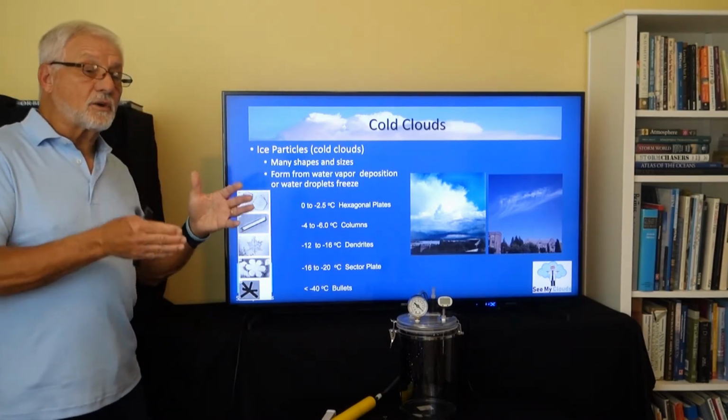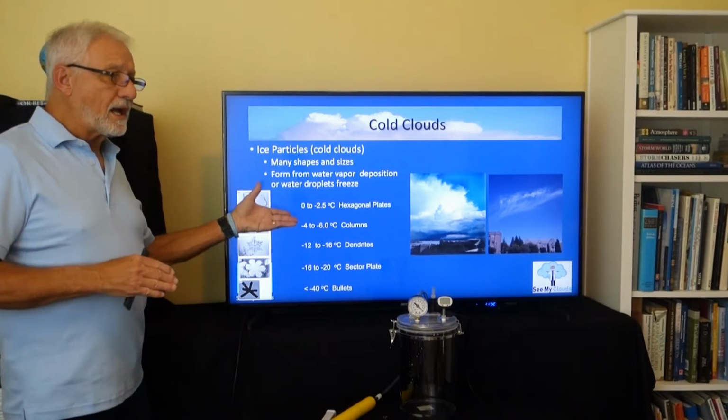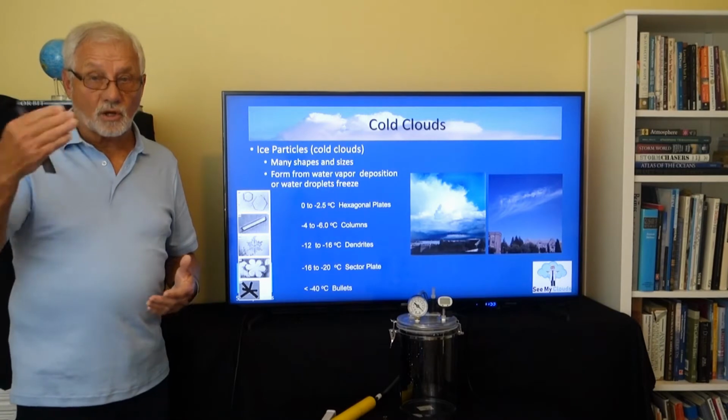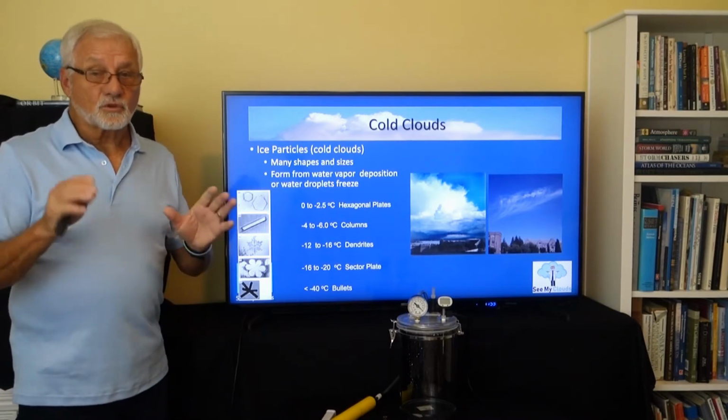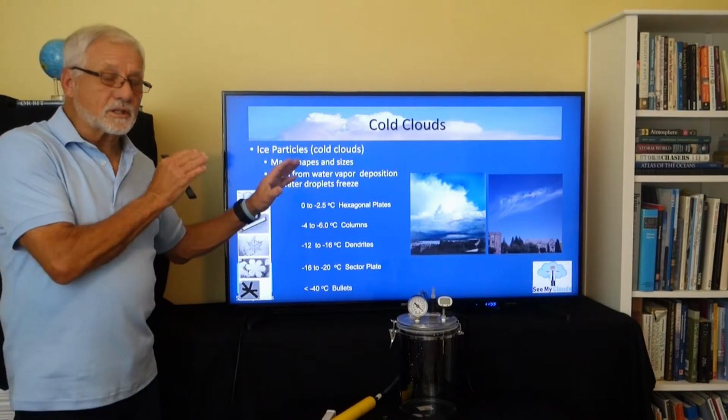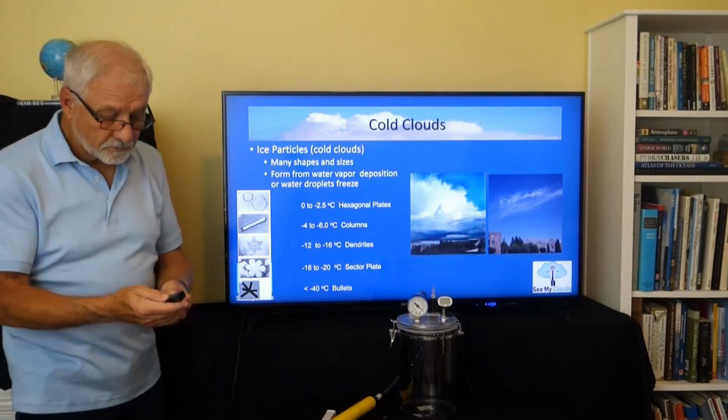So we're going to concentrate on warm clouds. I should also point out that water droplets can exist at temperatures below freezing, below 0 degrees C. In fact, we call those supercooled clouds, and those are in a special category by themselves.